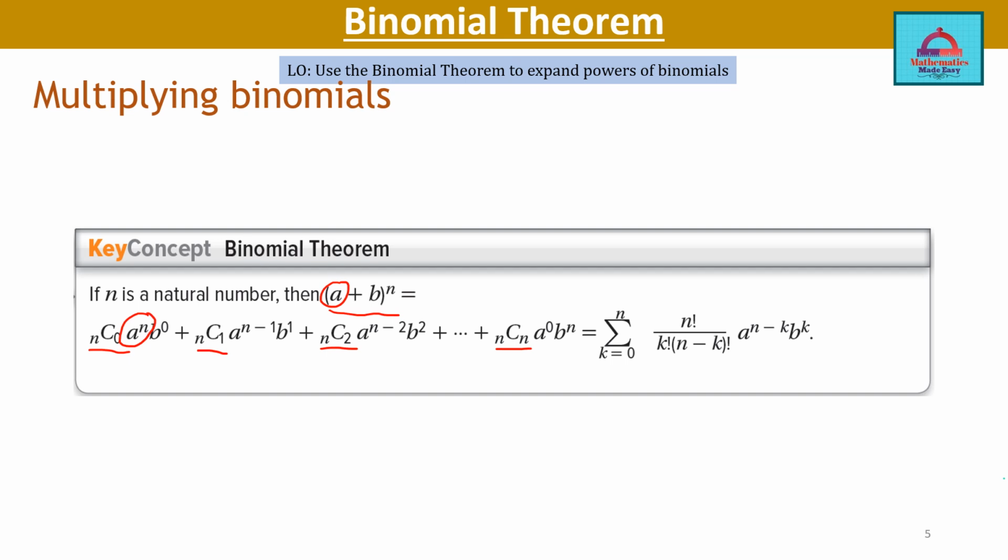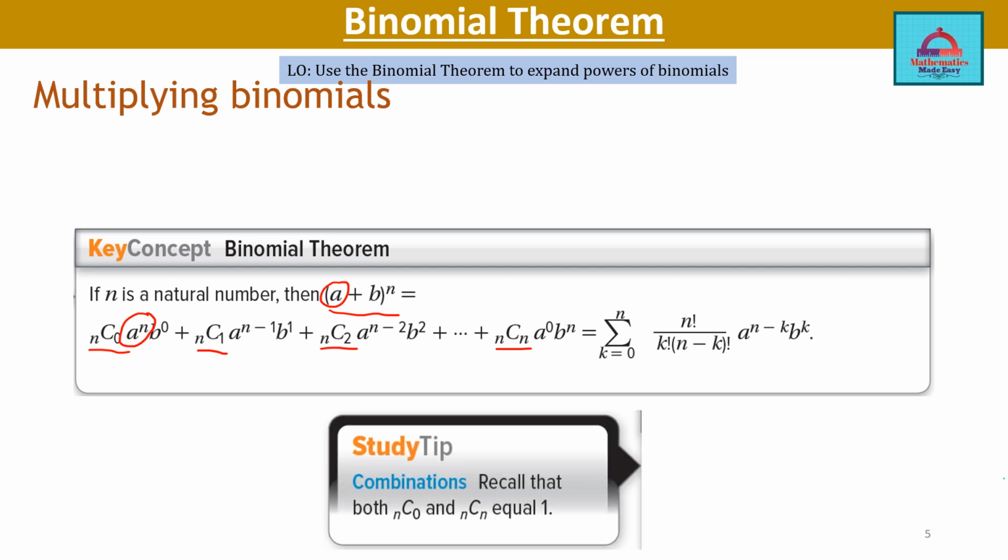then the second term raised to the power 0 so that the sum of the powers is n. Then you reduce the power of the first term a by 1, it becomes a to the power n minus 1, and increase the power of the second term b by 1, so it becomes b to the power 1. Next term is a to the power n minus 2 b squared, and the last term will be a to the power 0 b to the power n.